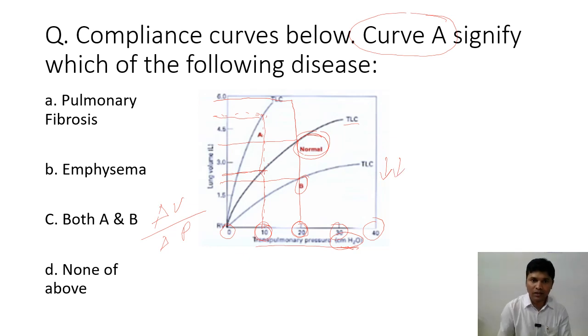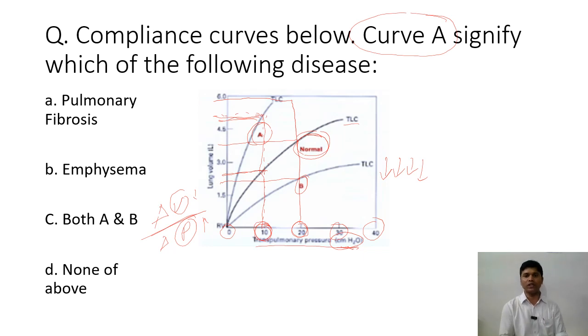So compliance is change in volume divided by change in pressure. If pressure change is very high but volume change is very less here, compliance is very less because the lung is not elastic, not compliant. You cannot stretch the lung very easily. It's very tough to stretch. And in graph A, the lung is highly compliant. With only 10 centimeter of water change in pressure, volume will change by more than 4.5, around 5 liter. So the lung is easily inflatable. You can inflate this lung very easily.